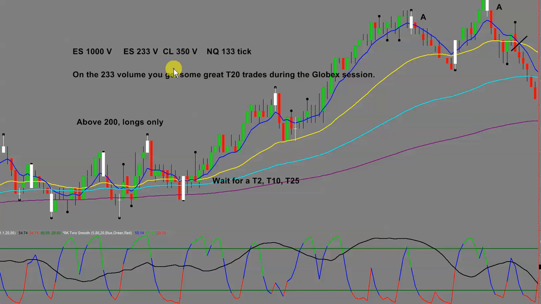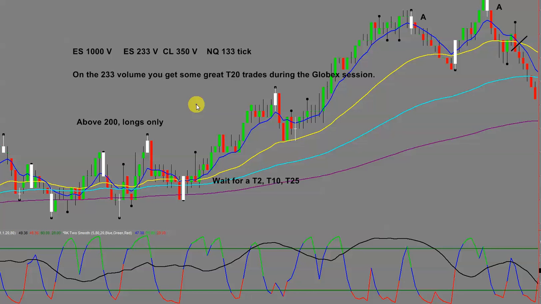Now on the black gold, on the oil, I really like the 350 volume. On the NQ, 133 tick. You can use volume. If you look at tick and volume beside each other, they look very similar. On the Forex markets, I love the 5 range, but once again it depends on the market, and sometimes 5 range is just too fast. You need to go up to an 8. If you want to be more of a swing trader, the 13 range works really well.